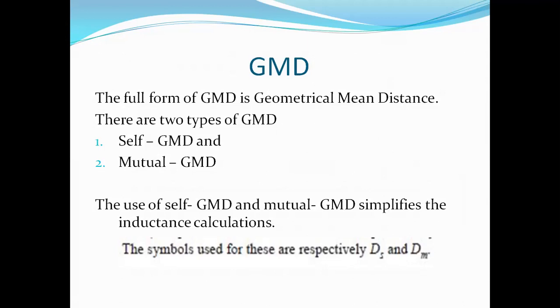Why are we going to learn this method? Because it will help us find the inductance of single phase and 3-phase lines easily. Now the symbols used for these are respectively Ds and Dm. That means self GMD will be represented with Ds and mutual GMD will be represented by Dm.